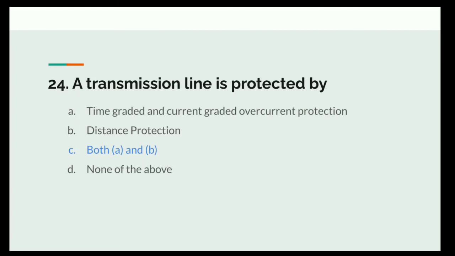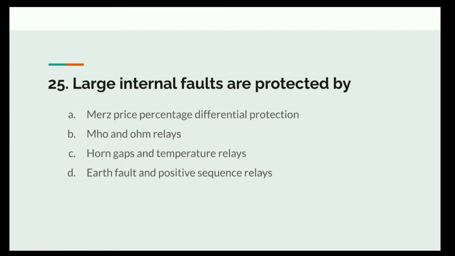So the next question. Large internal faults are protected by A. Merz-Price percentage differential protection, B. Mho and Ohm relays, C. Horn gaps and temperature relays, D. Earth fault and positive sequence relays. And the correct answer is Merz-Price percentage differential protection.